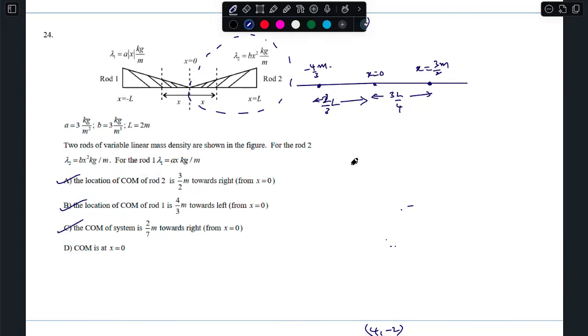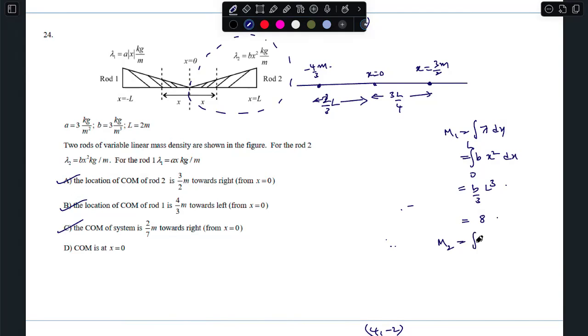Next. By the way, I want mass also for this. See, the right side mass is equal to integral lambda dx, which is nothing but b x square dx, 0 to L. This is going to be b by 3 L cube. By the way, b is given as 3, so L cube. L cube is 8, m1.